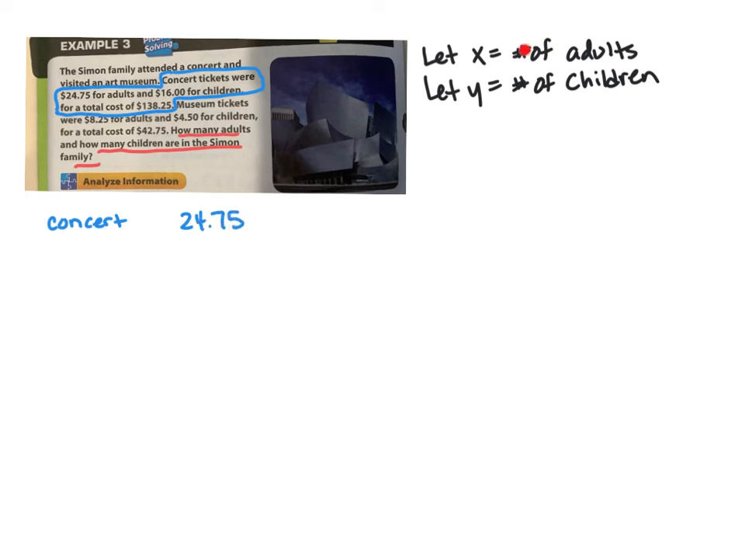We don't know how many adults were there. We've called it X. So times however many adults were there, add to that the cost of the $16 for one ticket for a child, times we don't know how many children. We agreed to call that Y. But the whole amount was $138.25. That's the equation for the concert.